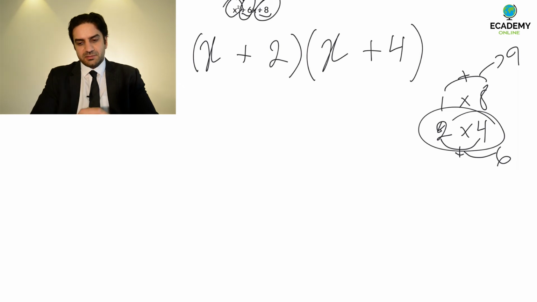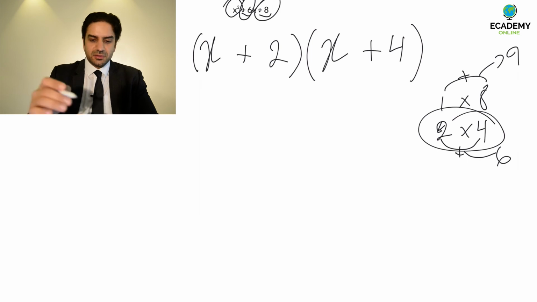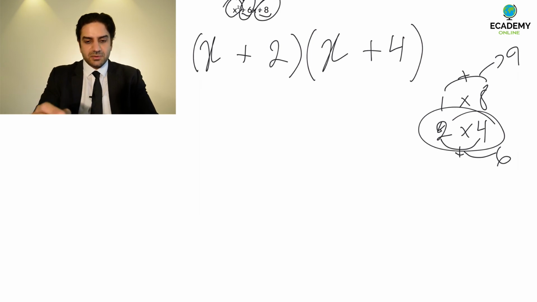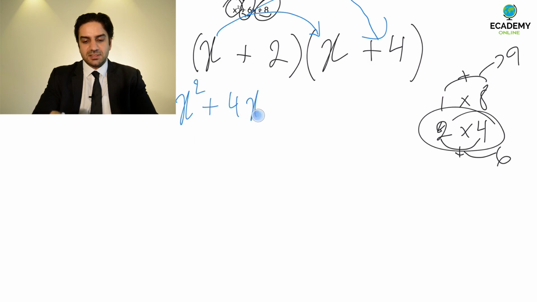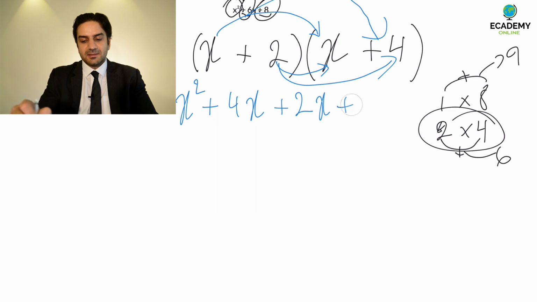I know it's a bit confusing, but the reason why this is a factor is because if I re-multiply the two expressions together, I will end up with the same quadratic expression. To multiply these, I multiply the x by the x and the x by the 4. So it's x times x, which is x squared, plus 4x. And then I multiply the 2 and the x and the 2 by the 4, plus 2x plus 8.